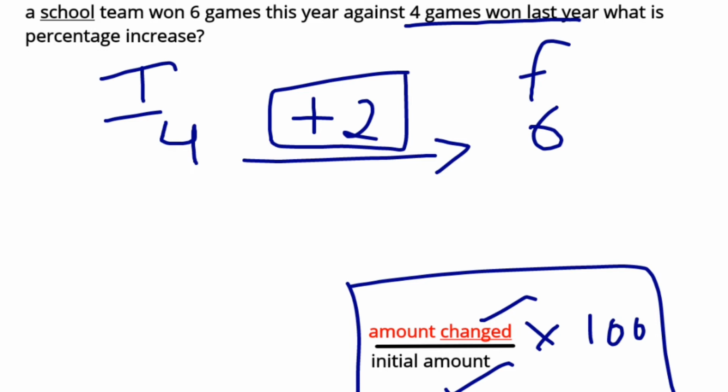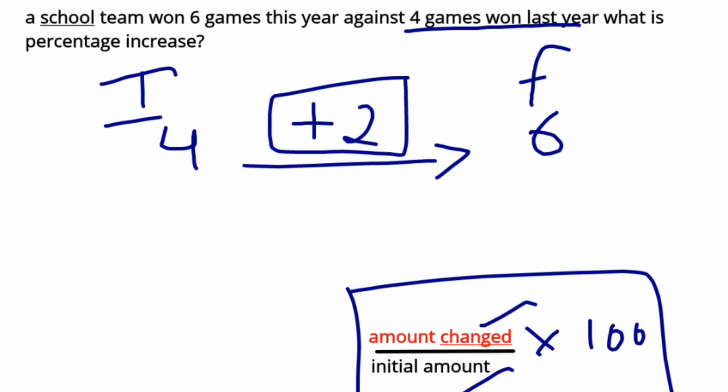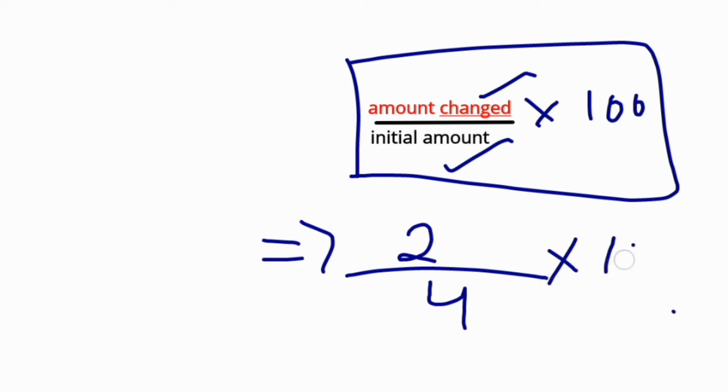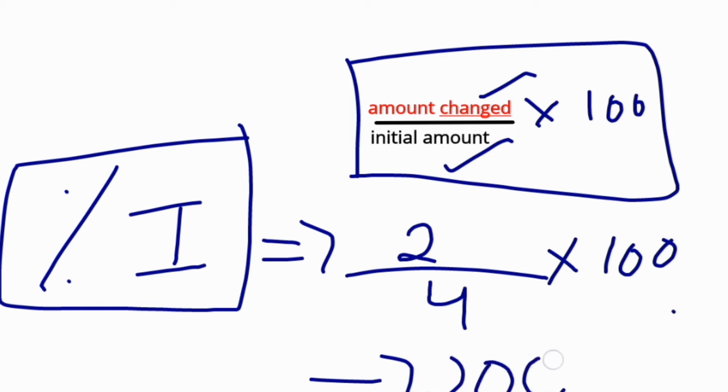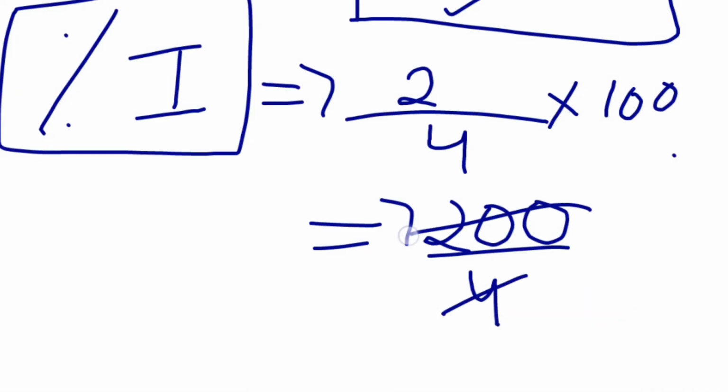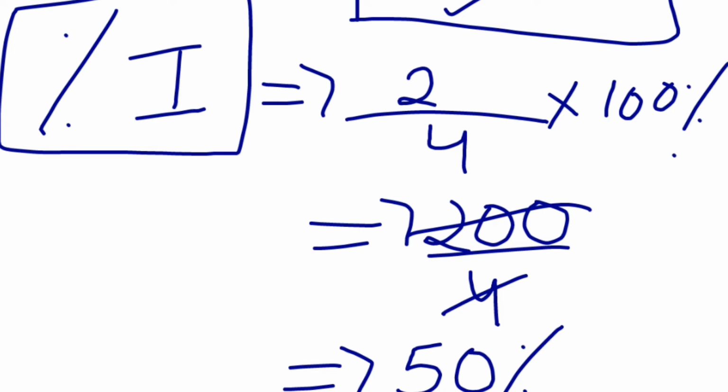It is very clear. So the amount change here will be 2 upon the initial amount, that is the starting amount, 4, into 100, and this is percentage increase as it is clearly mentioned in your question. Now 2 into 100 is 200, you divide it by 4: 4 fives are 20 and 4 zeros are 0. So 50% is the percentage increase in the games won by the team. I think this is clear.